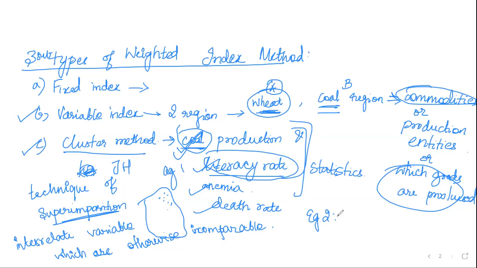So we have discussed three methods: fixed index, variable index, and cluster method. Any doubts in any of these methods?